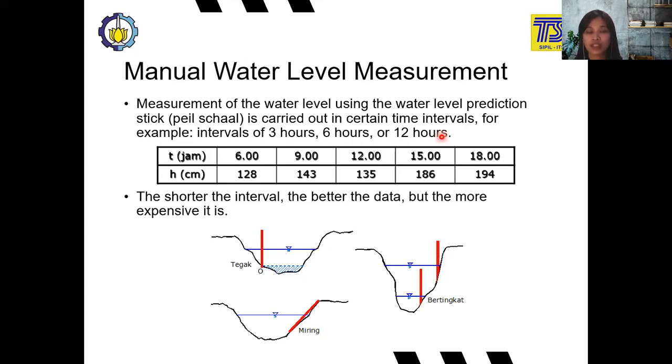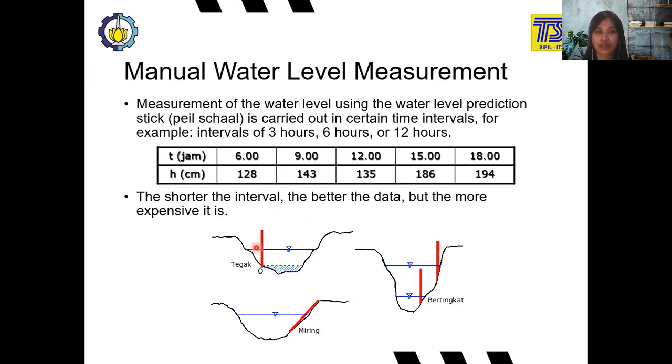Here is an example of the measurement of the water level at 6 hours, 9 hours, 12 hours, 15 hours, and 18 hours. So the interval is 3 hours. As you can see, the water level is not constant. It has a different water level in each time interval. So the shorter the interval, the better the data, but the more expensive it is because this measurement using the stick or the pale shell is carried out directly in the field.